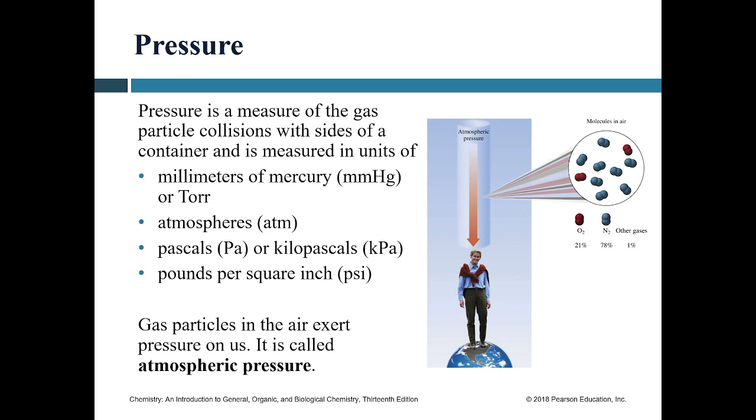Gas particles in the air are going to exert pressure on us. This is actually called atmospheric pressure. And what atmospheric pressure is, it's not actually a column like your book says. It's more of a cone above you. But all of the gas above you is going to be pushing down on you. And then once it hits the ground, it pushes down on the ground, right? And then splashes out to push on the sides.